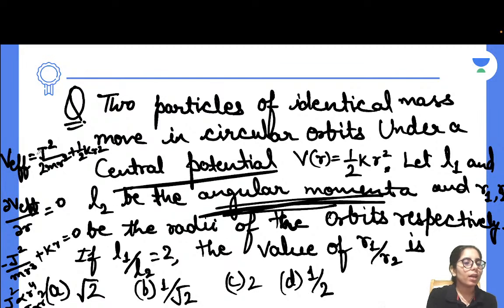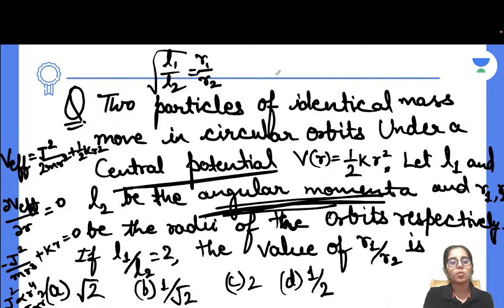J is simply the angular momentum there, but here in this question they are using the notation L for angular momentum. So L1 over L2 should be equal to R1 square over R2 square. Taking the square root, I'm going to get R1 over R2, which will give me root 2. Hence my option A is the correct option.